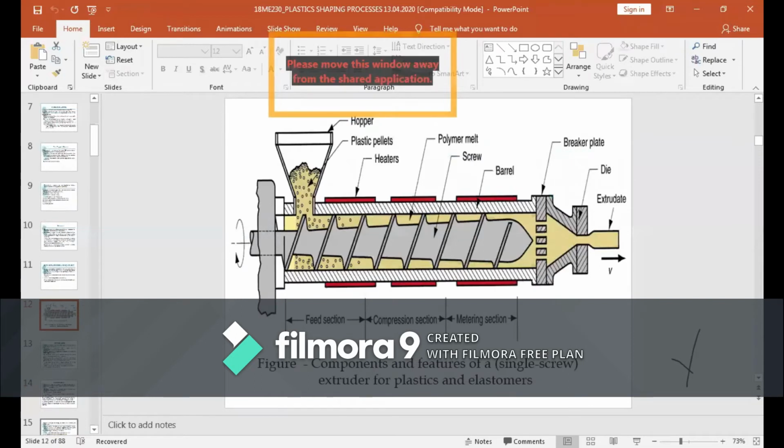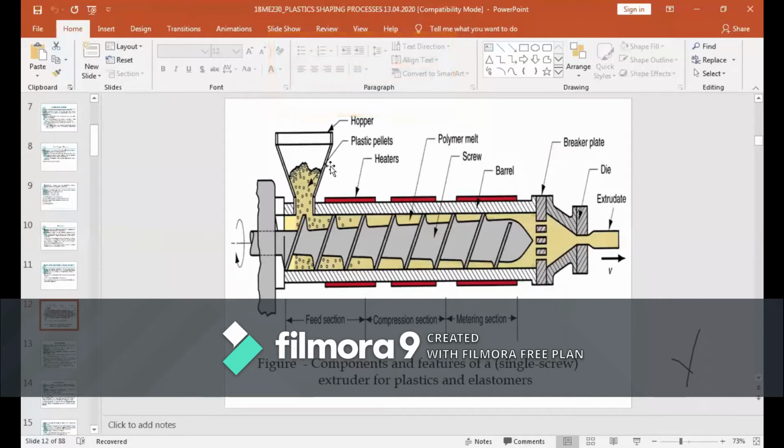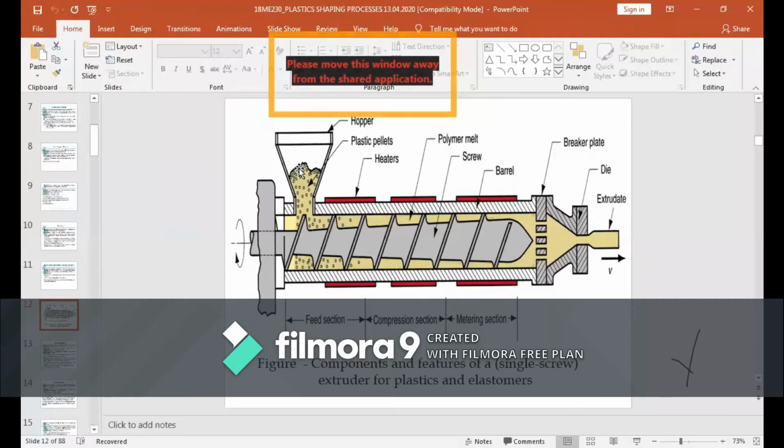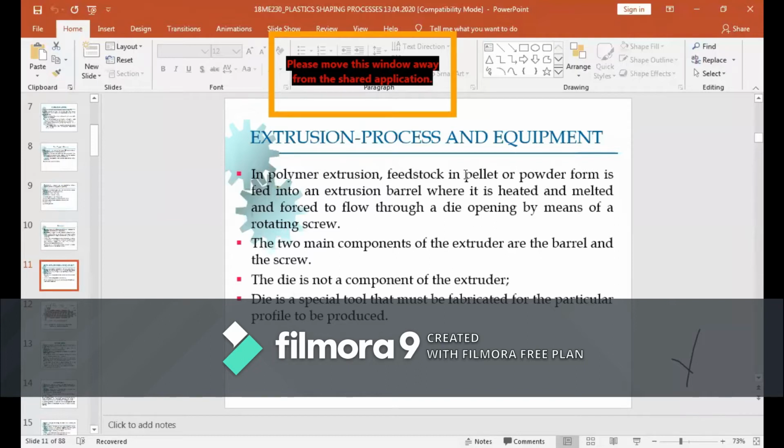This is a diagram of the components and features of your single screw extruder for plastic and elastomer. This is a diagram showing your extrusion machine, which has a single screw. It is a compression process. I'm going to have the pellet. This portion is called the feedstock. Feedstock is where I'm going to put your raw material. The raw material will be in the form of a pellet. They have mentioned that in polymer the feedstock is in pellet or powder form.